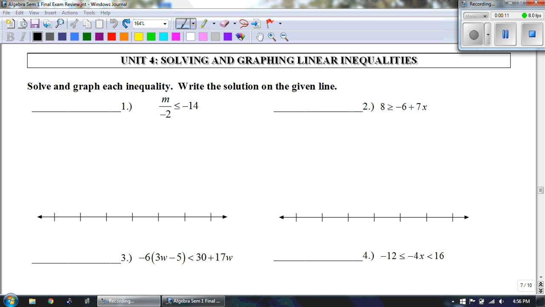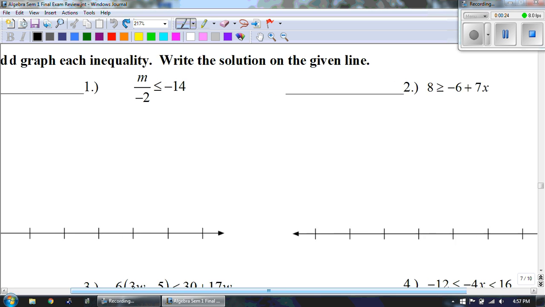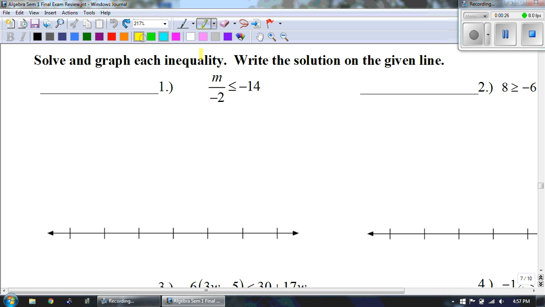Today we're going to be talking about solving and graphing linear inequalities. So just remember to solve and graph each inequality and to write the solution on the given line. Now, number 1. How do we get that m by itself? Well, we would solve it just like any other linear equation.